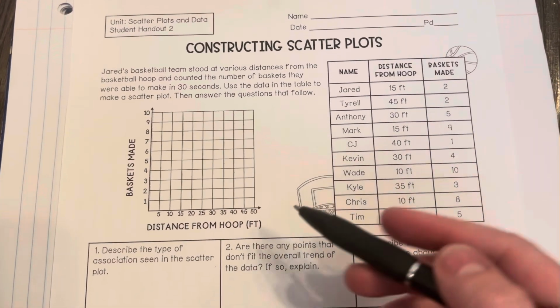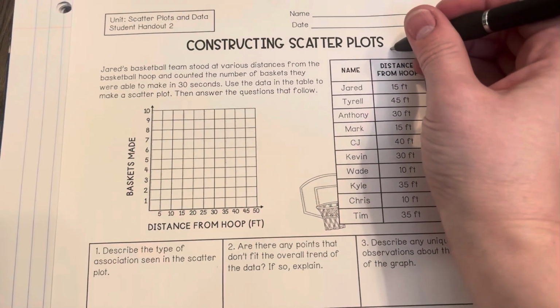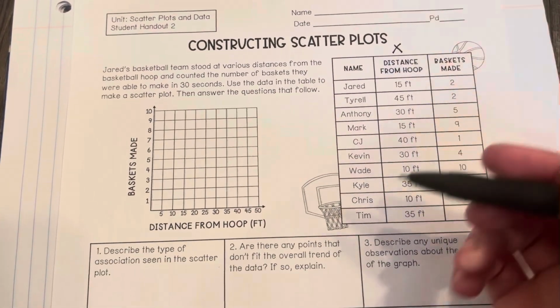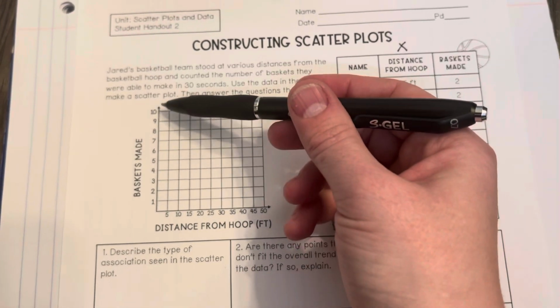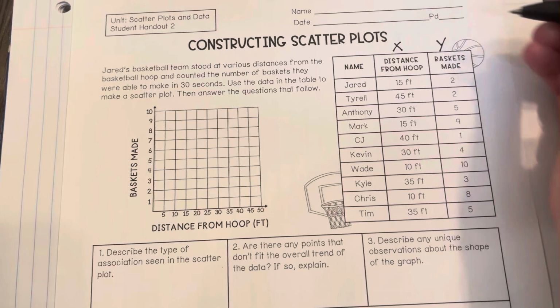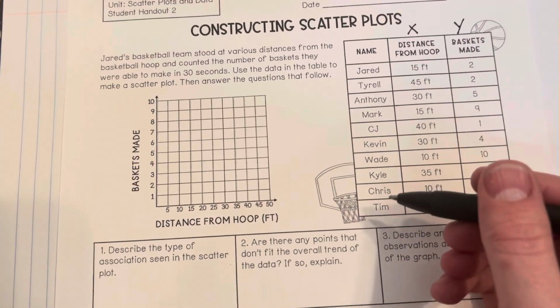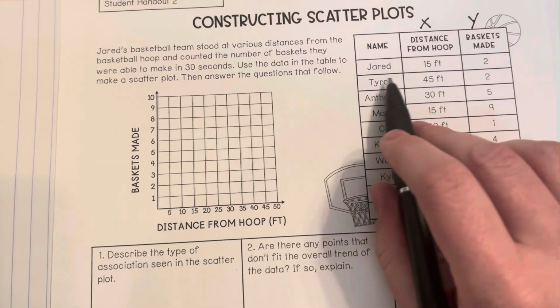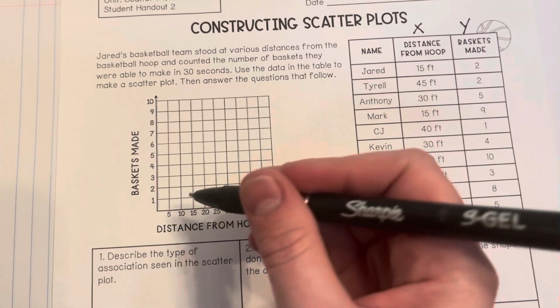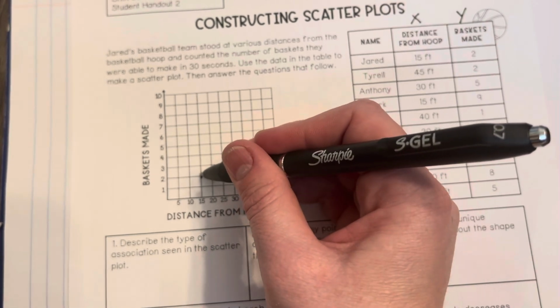Now, if we look at the graph, we can see that the distance from the hoop, this is our x variable. And the baskets made, that was our y variable. Okay, so we're going to need to go ahead and graph each of these points on the graph. So let's start. Jared stood 15 feet away and made 2 baskets. So right there.